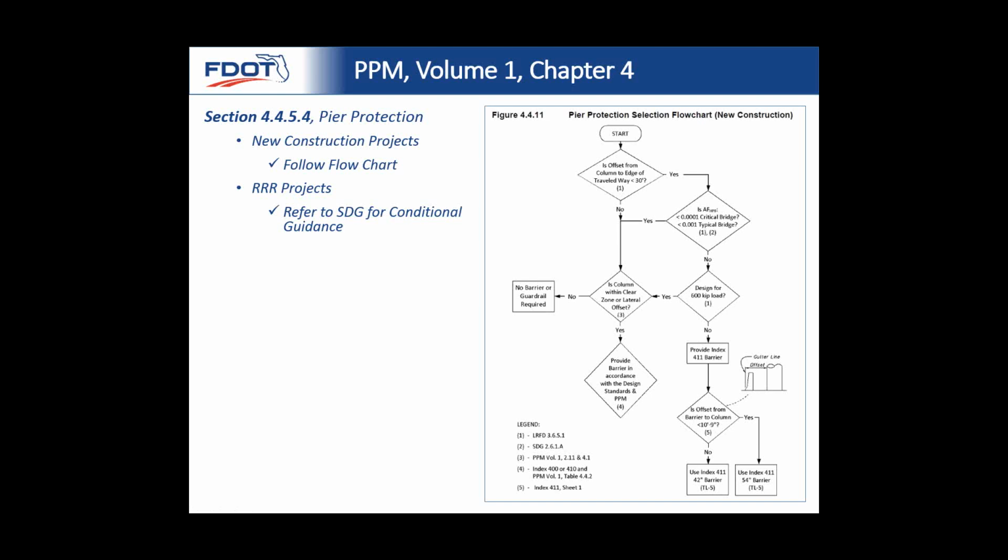So if you're outside of the clear zone or outside of the requirements to consider it a critical bridge for design loads, then you may end up with either an Index 400 guardrail or maybe an Index 410 concrete barrier, depending on your situation. But again, just trying to provide a little bit better design guidance to designers who are trying to figure out whether or not pier protection may be needed on their project.